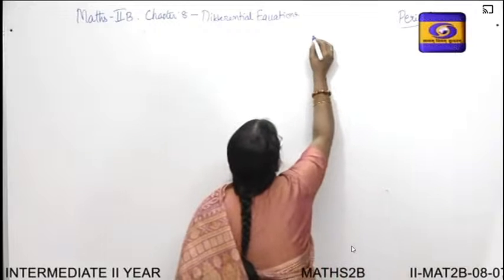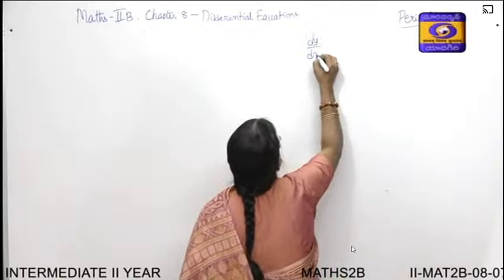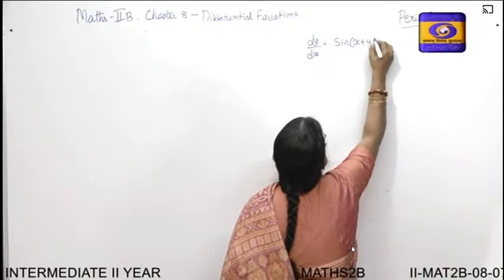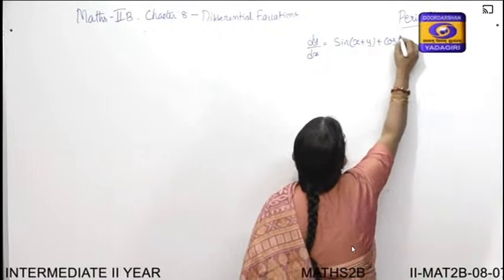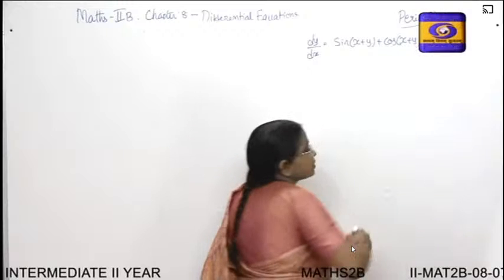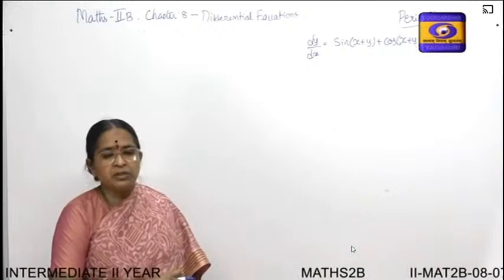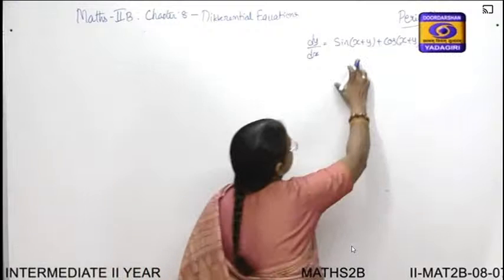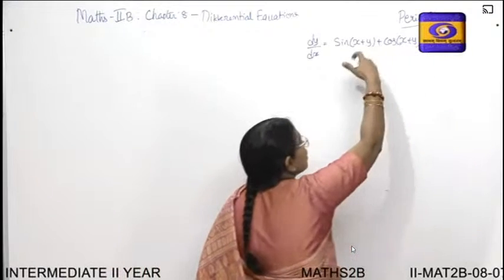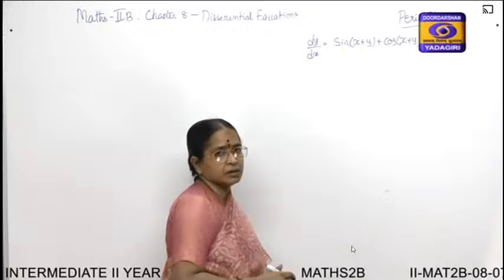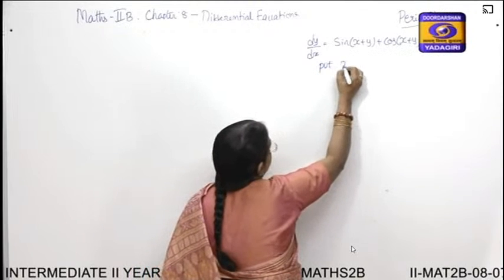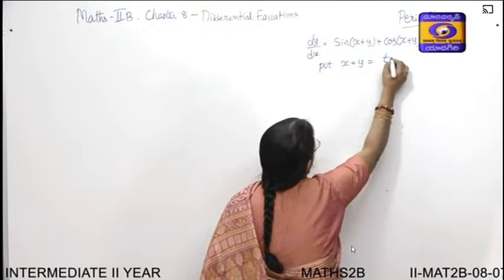Suppose you have an equation, solve the differential equation dy by dx is equal to sine of x plus y plus cos of x plus y. Can you separate the variables here? Is it possible? No, because here you have y inside the cos and the sine. You cannot do it. So what you do is use substitution. Put x plus y is equal to some t.